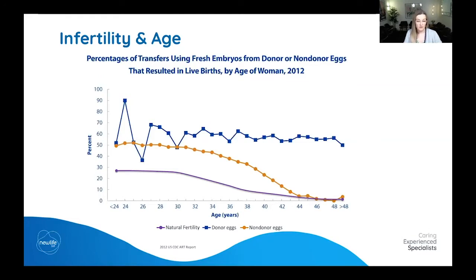If you compare and contrast this to the blue line, which is representing the success rates per transfer of donor egg cycles, you can see that the success rate of conceptions is holding steady at about 50%. This illustrates that the reason for the decline in the success rates with age is due to the age of the egg.